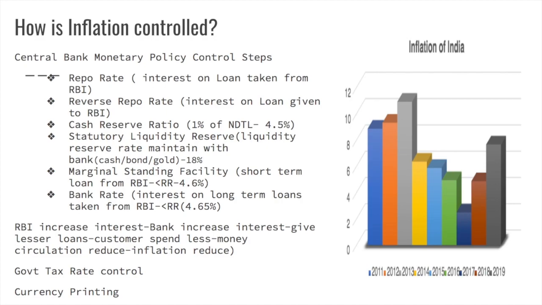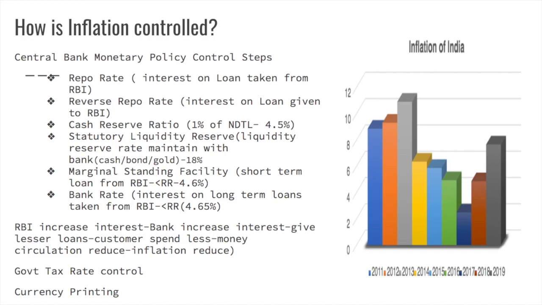So RBI also would take money from the different banks, right? RBI will take the money from the banks and give interest to the banks, right? So that is the reverse of the repo rate, right?